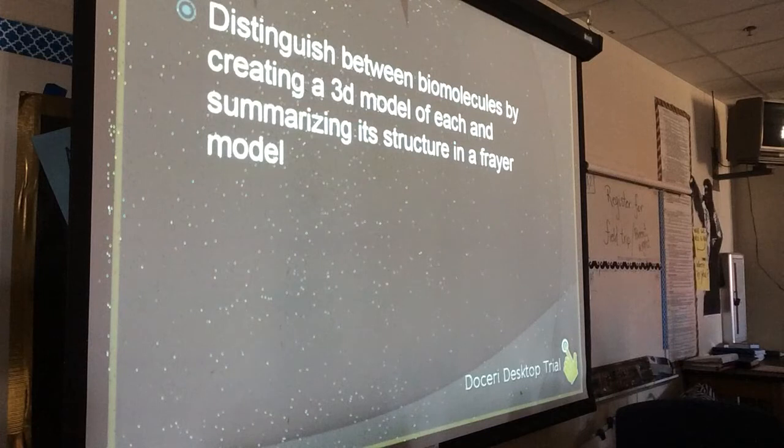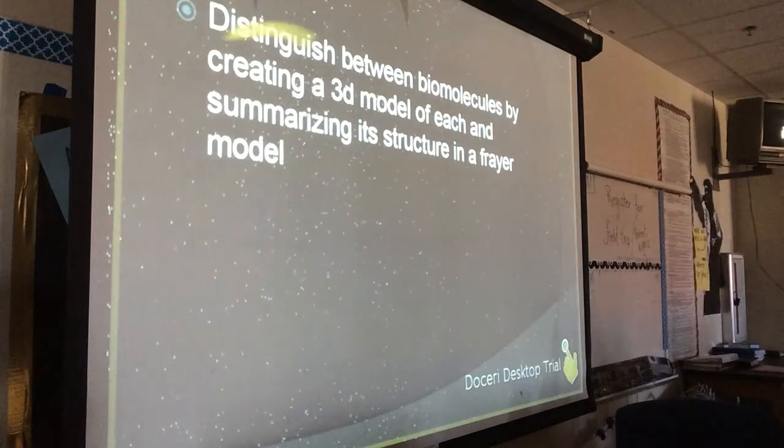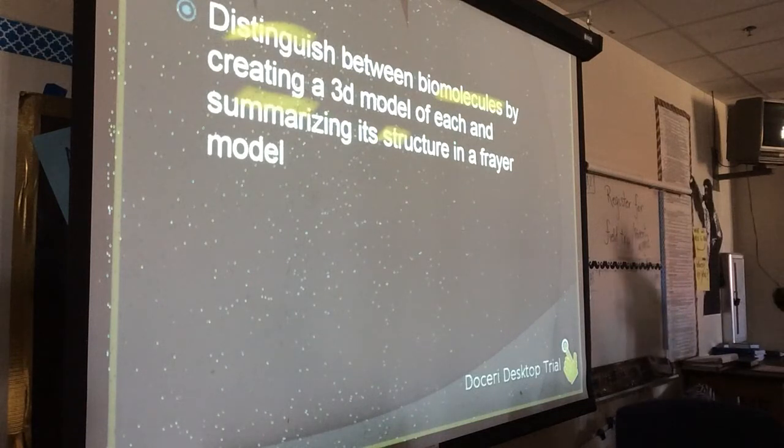Your EQ says, distinguish biomolecules, summarizing structure. Distinguish between the biomolecules by summarizing their structure. This is your EQ.